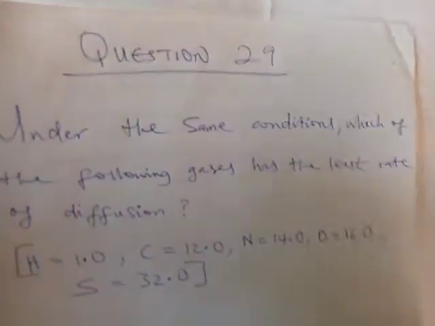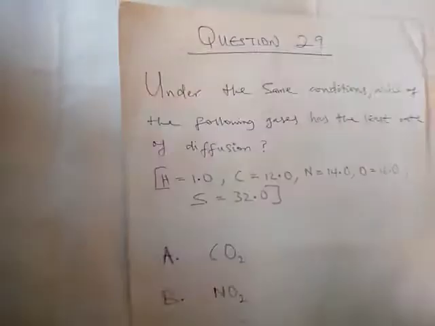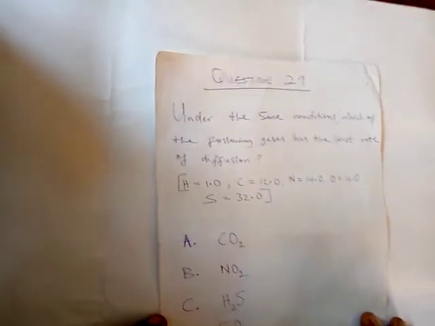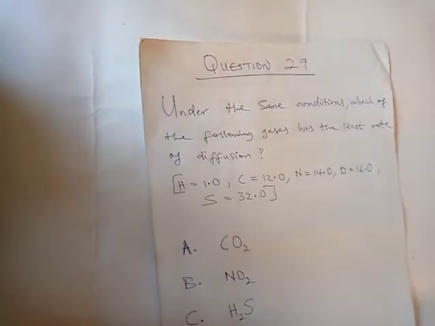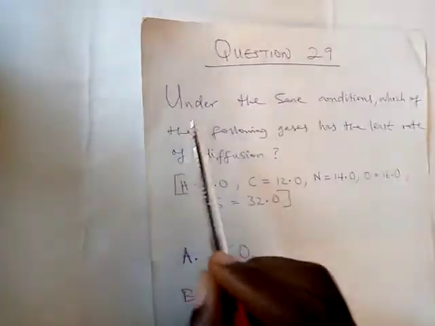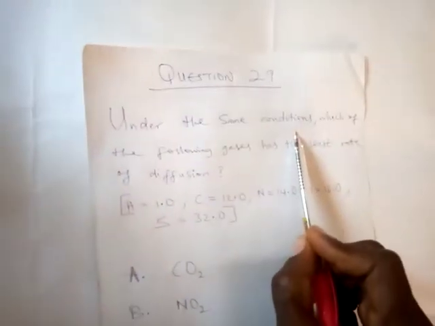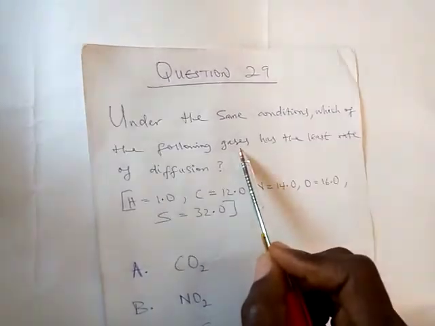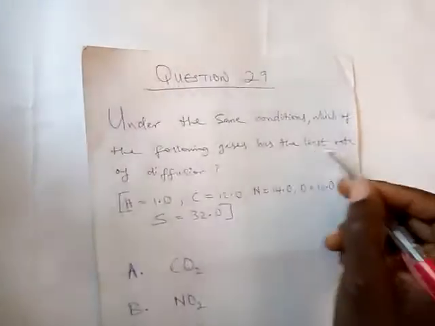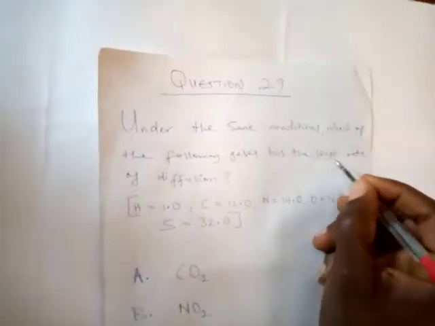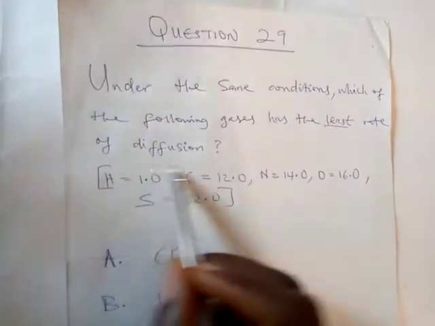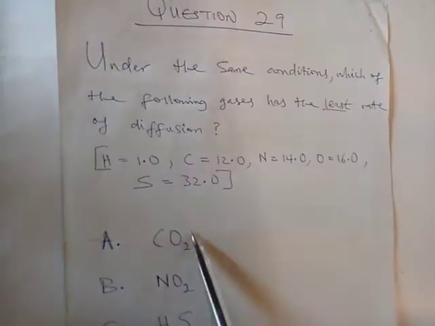Okay, let's see question 29. This had to do with kinetic theory, gas law. Under the same conditions, which of the following gases has the least rate of diffusion? Emphasis, least. Which one has the least rate of diffusion? We have been given all of this, then these are the options. So how do we do it?